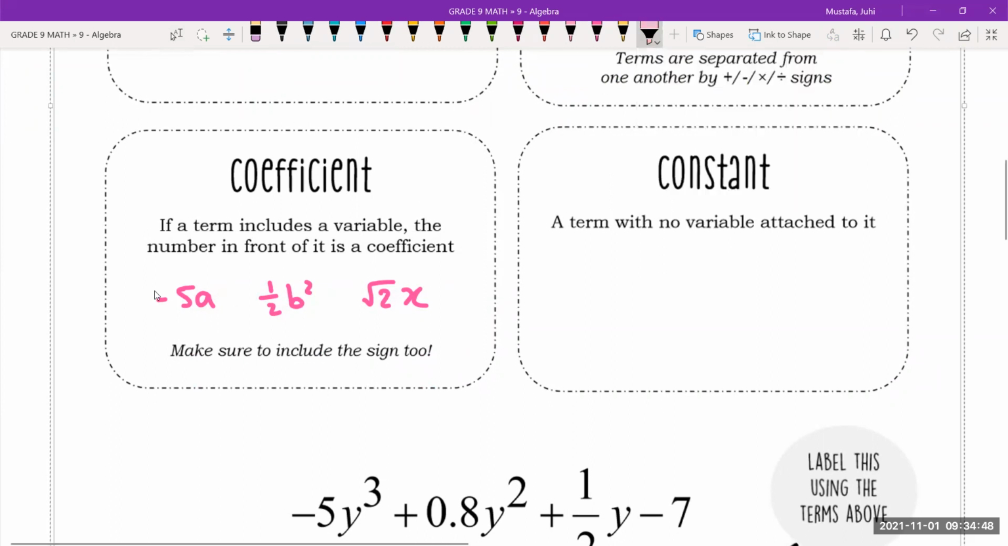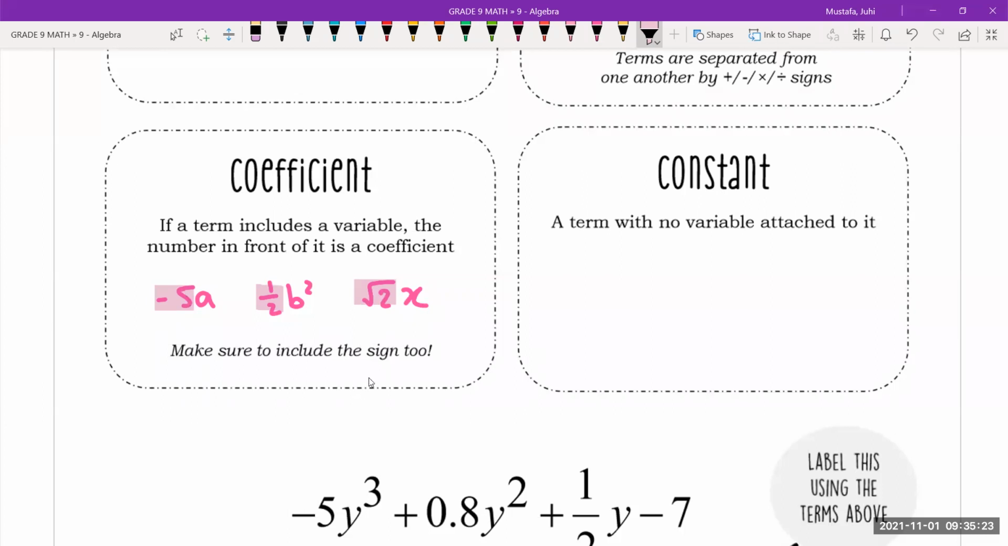Okay, so in this first example, negative 5 is an example of a coefficient. In the second example, a half is an example of a coefficient. And then in this example, root 2 is an example of the coefficient. So what does the word coefficient mean? Anyone, like with regular English words? Everything I've highlighted, what do you notice is common between all of them? Yeah. It's the number in front of the letter, exactly. And if it has a sign like a negative, then you have to include that as well.